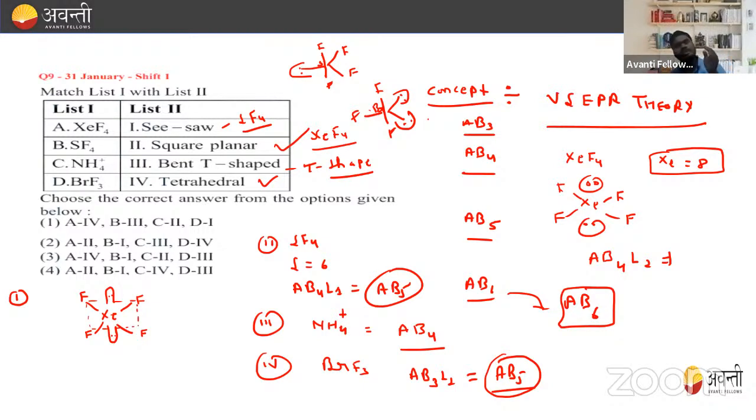In AB4 also there are three cases. When no lone pair is present, then the shape is tetrahedral. If one lone pair is present, then the shape becomes this, which is the shape of NH3, right? And this is triangular pyramidal shape. If two lone pairs are present, as in the case of water, H2O, the shape becomes bent shape or we say V shape, right? Okay, got it. So by knowing this, you can easily predict the shape of the molecule, right?